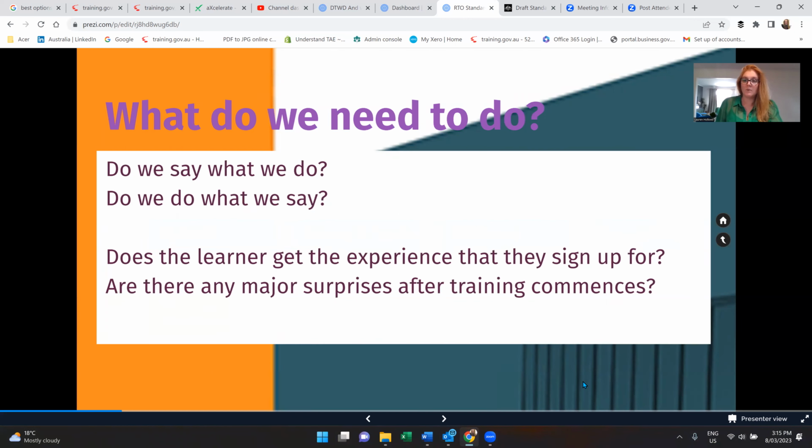Oh, I didn't realize that I was going to have to find my own placement. Oh, I didn't realize that there was a $500 resource fee, because that wasn't listed in the marketing or in the enrollment forms. Students don't listen. They don't read a lot. If we give them a 20-page enrollment form, they're not going to read all of that. We really need to be clear on those key points for students to make sure they understand what they're getting into. No major surprises after training commences.